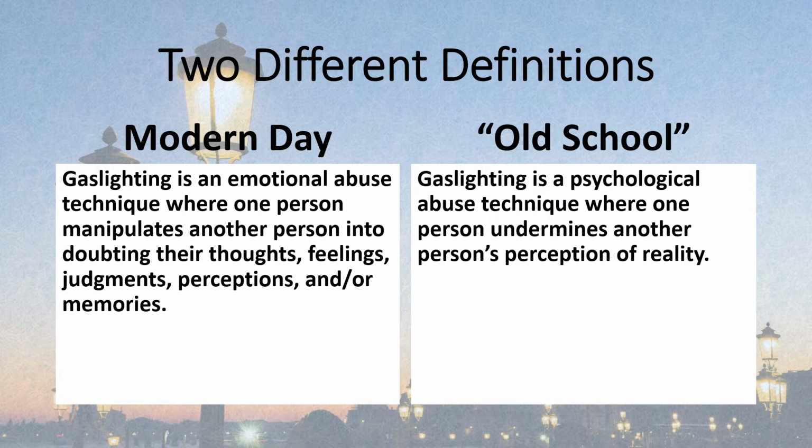Now, just so you know, the terms psychological abuse and emotional abuse are generally interchangeable. I prefer the term psychological abuse because I do think that much of what we experience as victims or targets is mental in nature. They are targeting the way we think. So I just prefer the term psychological abuse. So in the old school definition, you have a very short, succinct definition. It's just one person undermining another person's perception of reality. In the modern day version, they're breaking that down further. They're giving you examples of how reality might be defined. So they are explicitly spelling out for you thoughts, feelings, judgments, perceptions, and or memories. So that's how the two definitions differ.